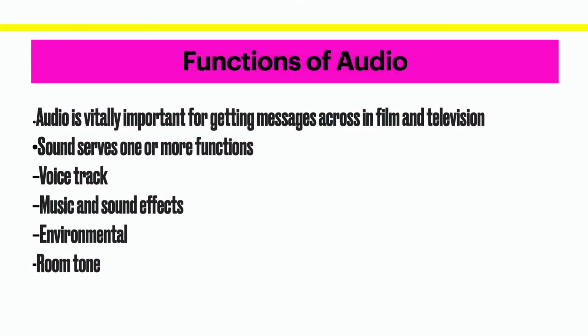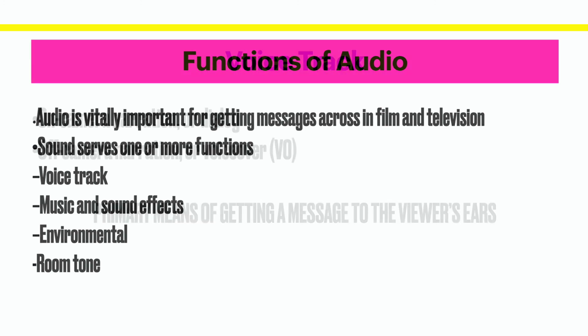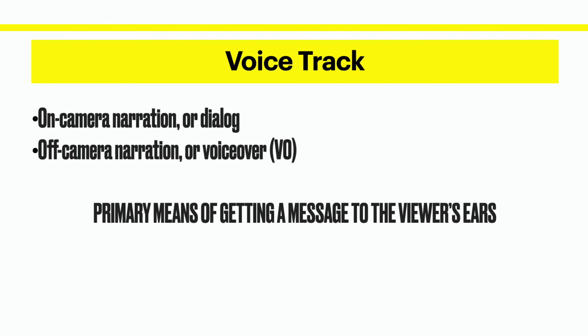Now, audio is very important for getting your messages across in film and television. It serves one or more functions. You can have voice tracks, music and sound effects, environmental sound, and room tones, all of which we'll talk about in just a second. But sound can make or break a production, so sound is very important. So a voice track is basically on-camera narration, or you can be off camera and is known as a voiceover or a VO. Primary means of getting a message to the viewer's ears is through the voice track.